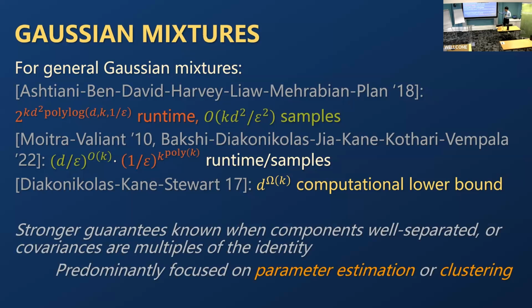I should mention there are a lot more works studying special cases where you assume the Gaussian mixture has certain structure. Let's say if the covariances are multiples of the identity, what have you. In this talk, we're going to work primarily on the general Gaussian mixture case, but I think it's also quite interesting to get guarantees in these settings.